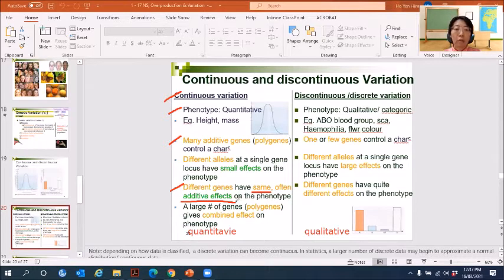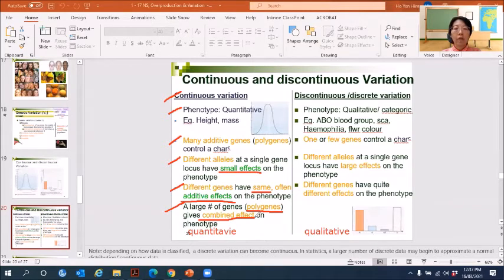So this is continuous variation. And of course, we know that genes have different alleles. For this case here, different alleles have very small differences among them, so they have very small effects on the phenotypes. So when you have a large number of genes, this is called polygenes. It means you have a lot of genes, and they give you a combined effect on the phenotype. So this is for quantitative phenotype.